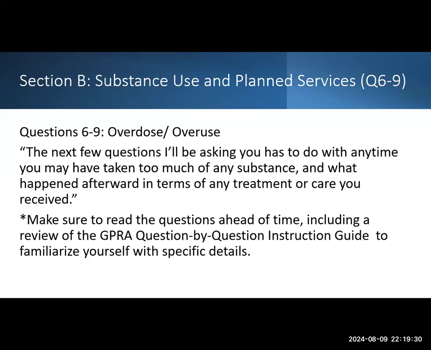For questions 6 through 9, the set of questions ask clients about whether they've overdosed or taken too much of a substance and what services they may have received in response, such as emergency department care, inpatient facility treatment, Narcan, etc. Make sure to read the questions ahead of time, including a review of the GPRA question-by-question instruction guide to familiarize yourself with specific details.